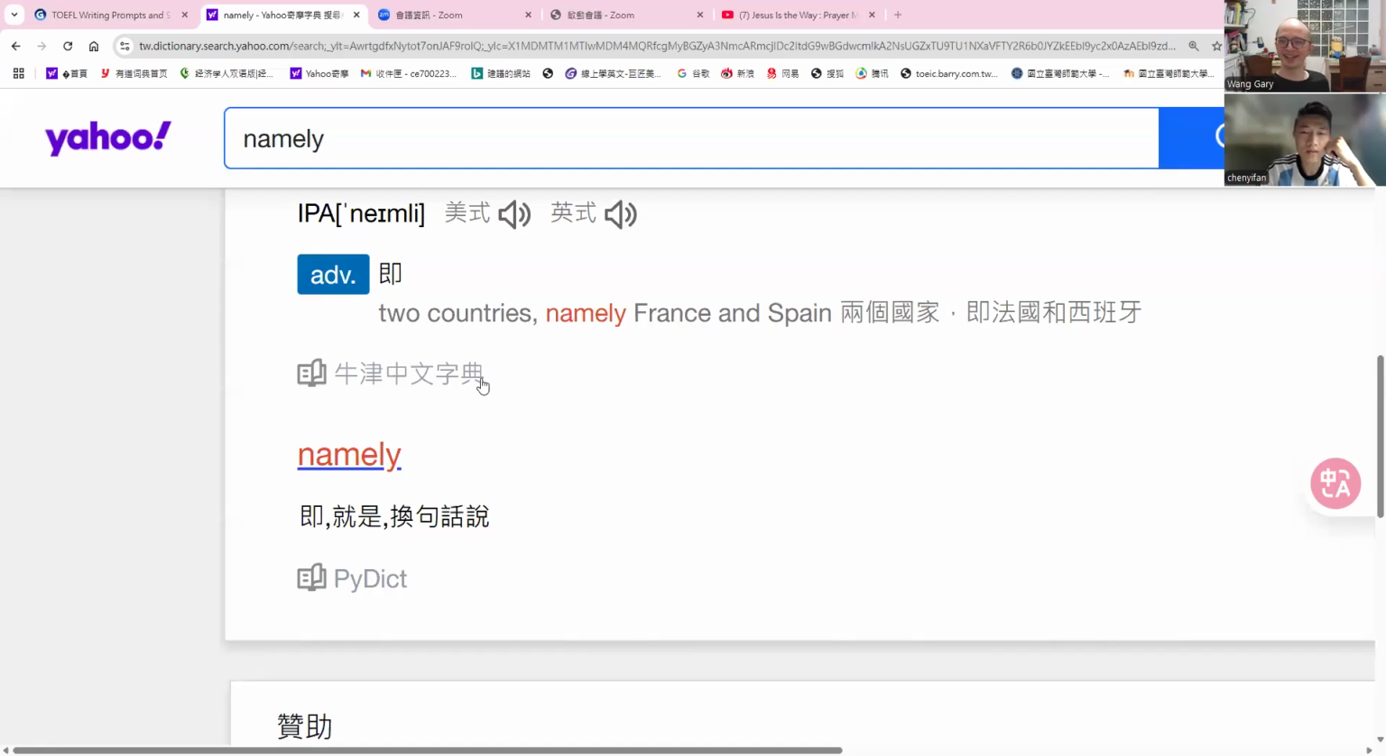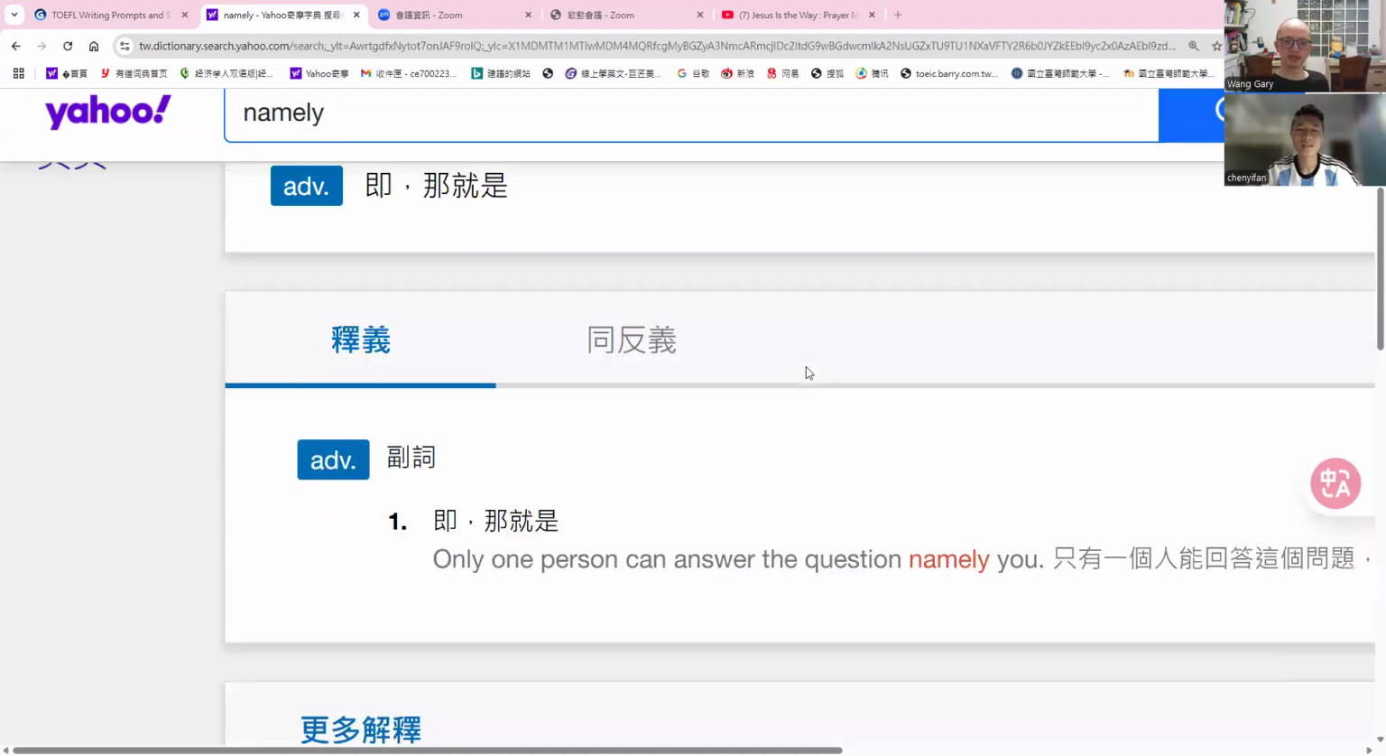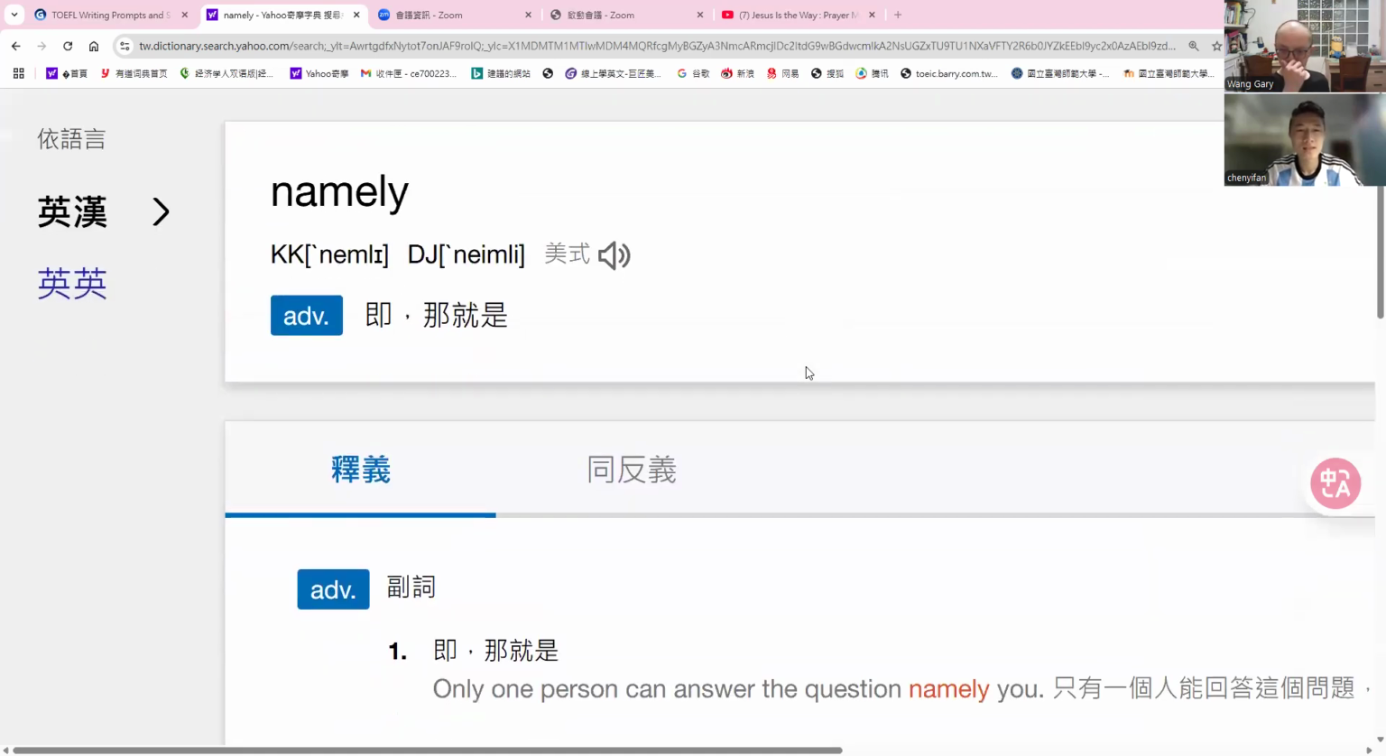Okay. Two countries, namely France and Spain. So this is "namely." We don't see it in everyday writings. However, in TOEFL IELTS writing, it is a very important word, which shows your ability to write in academic sentence patterns. So this is very important.